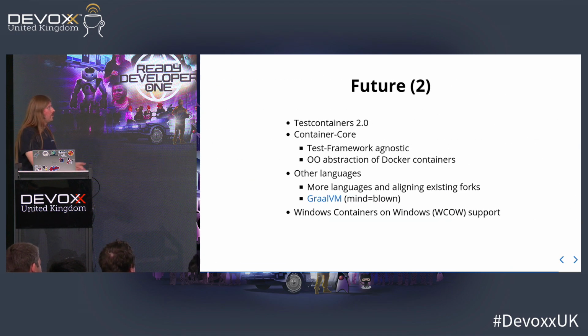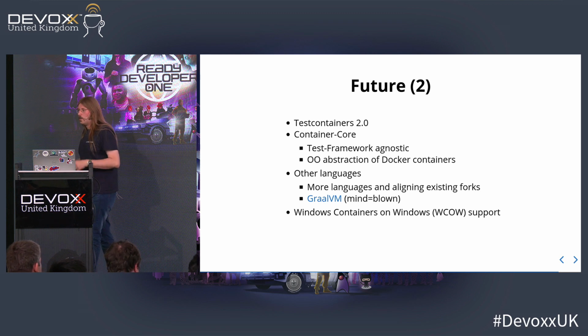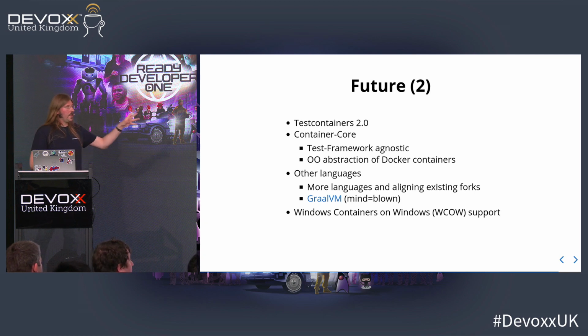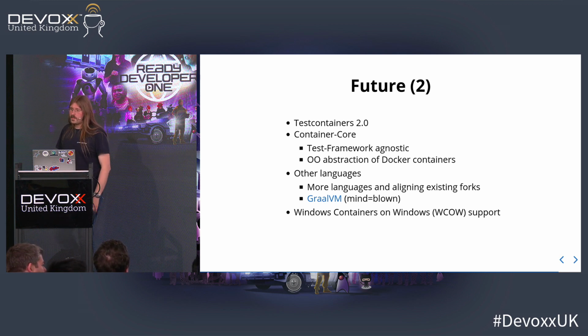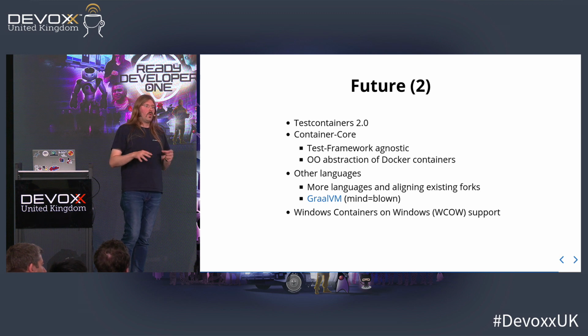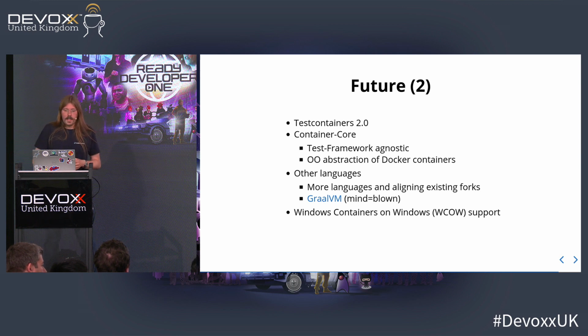All right, other stuff that's planned for the future. At one point, Testcontainers 2.0, where we will think about this new builder pattern approach or whatever, and maybe therefore have an API breaking change. Then we are thinking about extracting a core library, a container core, we might call it, that's completely test framework agnostic, and it's basically just an object-oriented abstraction over Docker containers, because we've seen people wanting this use case or using Testcontainers for this use case, and therefore we should separate these concerns, having an instrumentation of Docker containers and having the test framework integration.